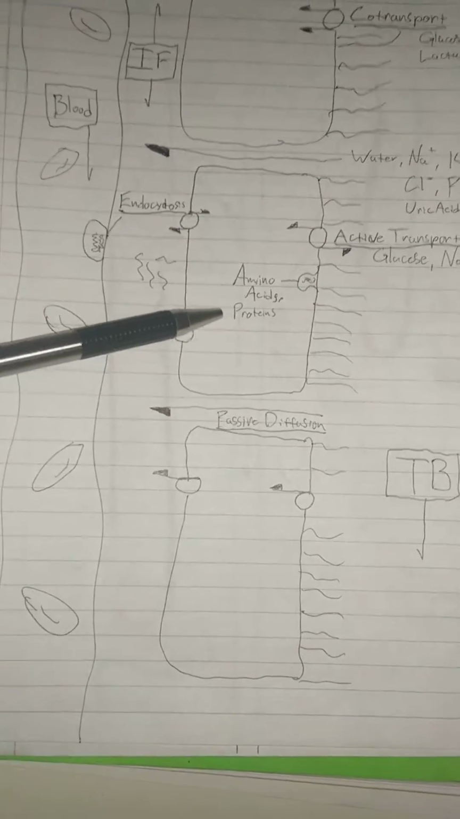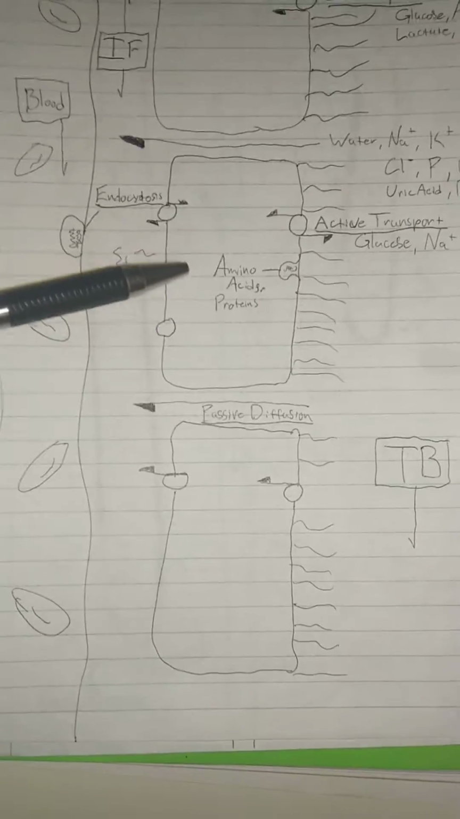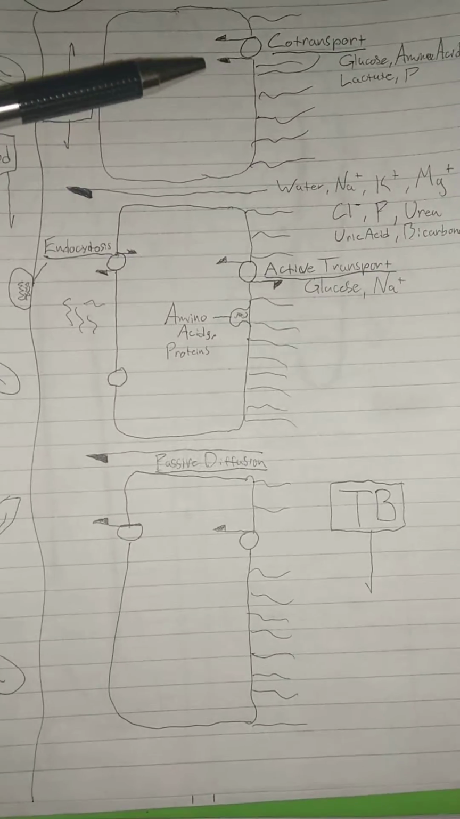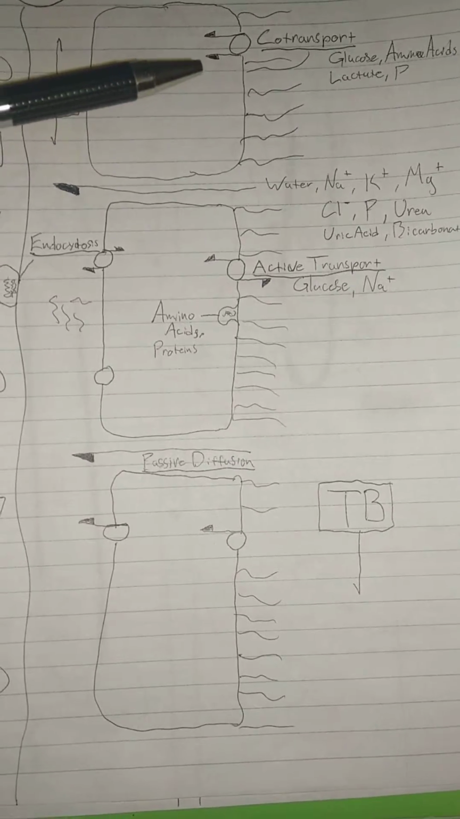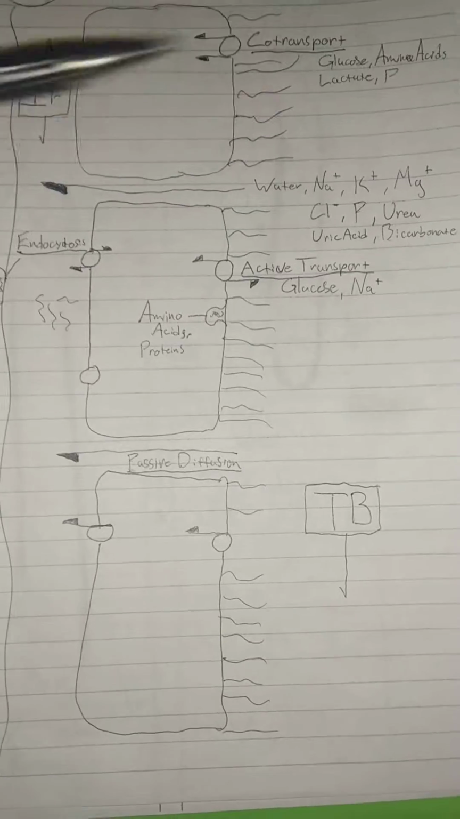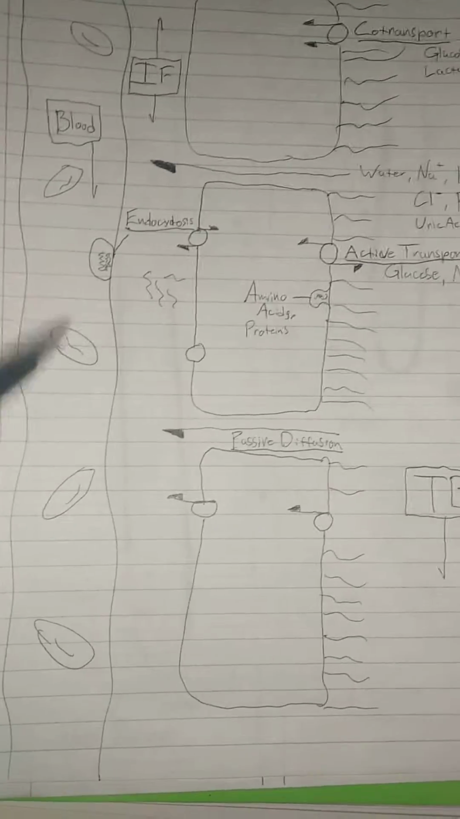Endocytosis takes in any proteins that somehow manage to slip by the filtration membrane, and amino acids, because they're larger. And then co-transport. This is done with an ion like sodium, which will attach to a protein and kind of push things like glucose, amino acids, lactate, and phosphate along into the interstitial fluid and back into the blood.